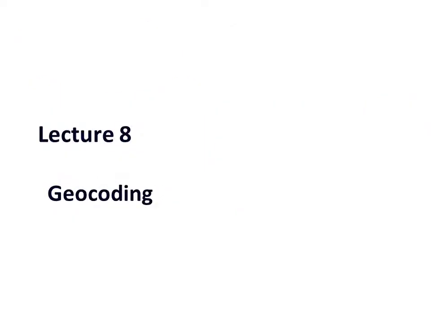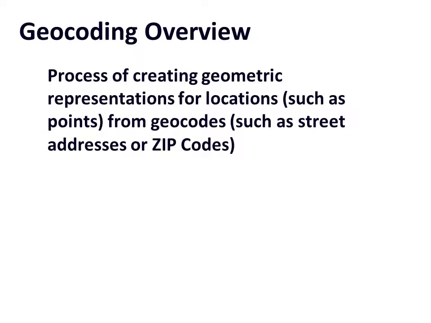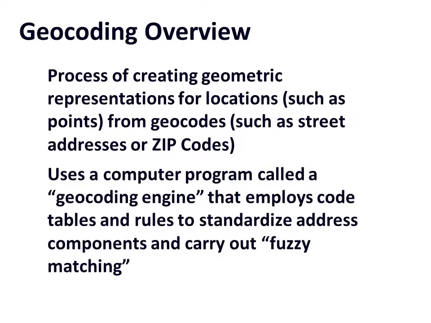Alright, that was pretty much all of Chapter 7. That's why we combined this chapter with Chapter 8, because it was really short. Chapter 8 is on geocoding, which is basically converting an address into a point coordinate location. So it's the process of creating geometric representations for locations such as points from geocodes such as street addresses or zip codes. Fancy way of saying it's turning addresses into points.